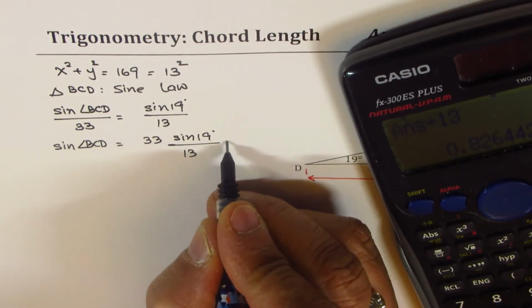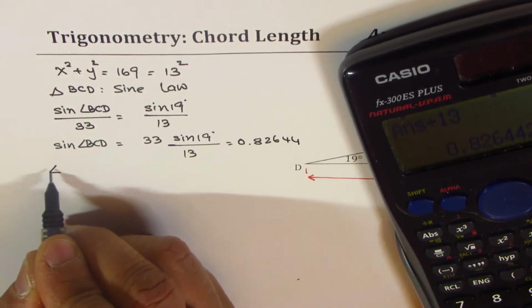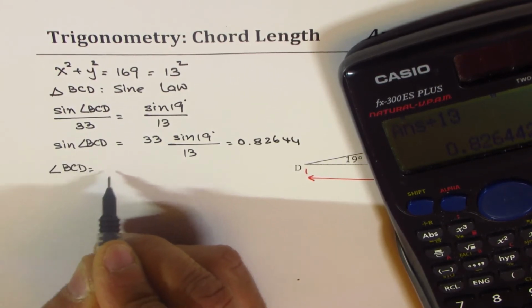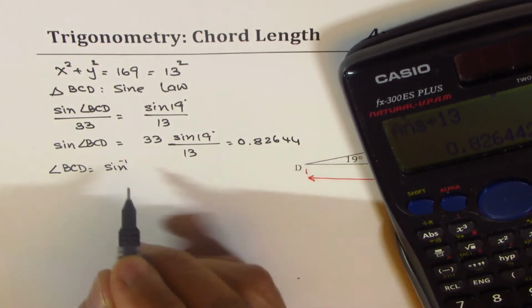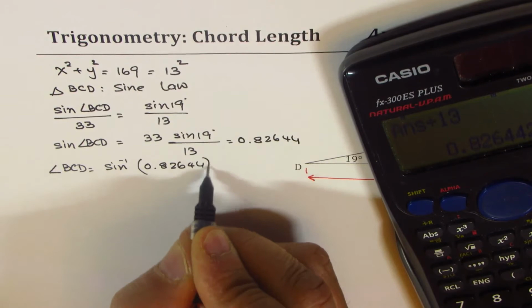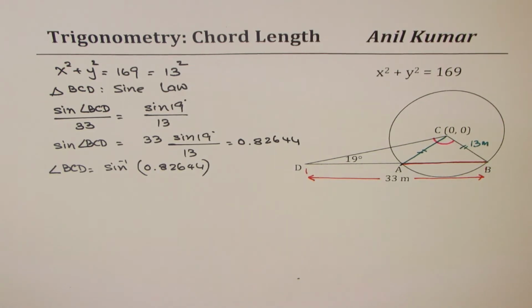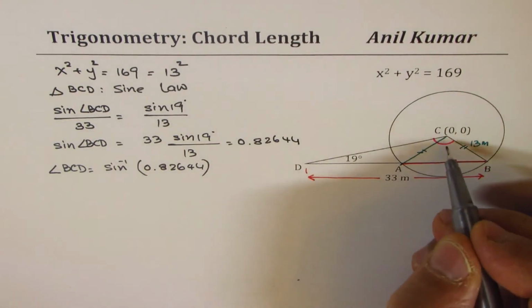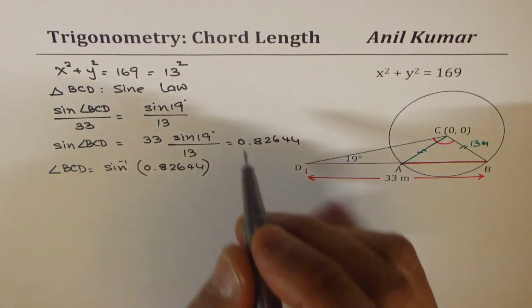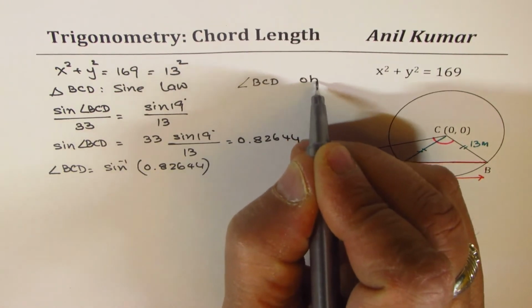So that gives you 0.82644. Then angle BCD will be sine inverse of 0.82644. Now here is a word of caution. This is where the students might make a mistake, and probably that's the reason why Shruti is asking for my help. Okay, now this angle is an obtuse angle, so we can see that angle BCD is an obtuse angle.